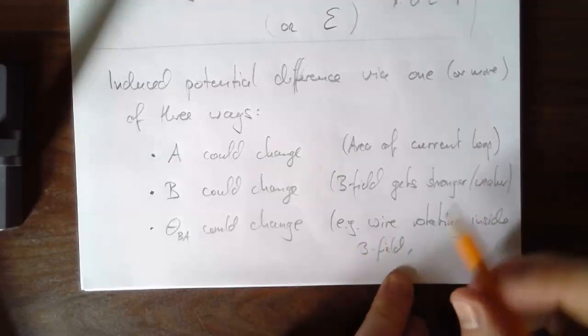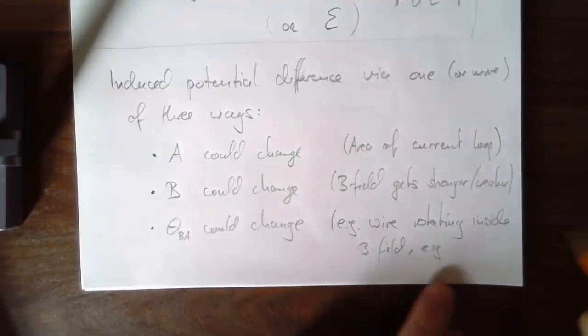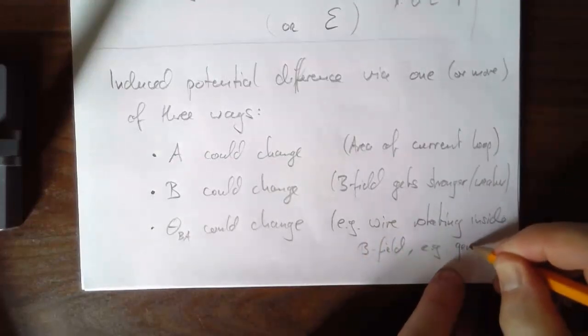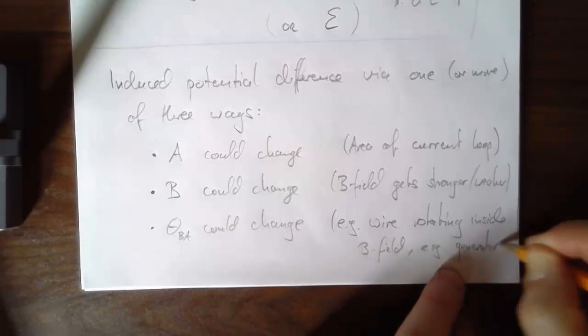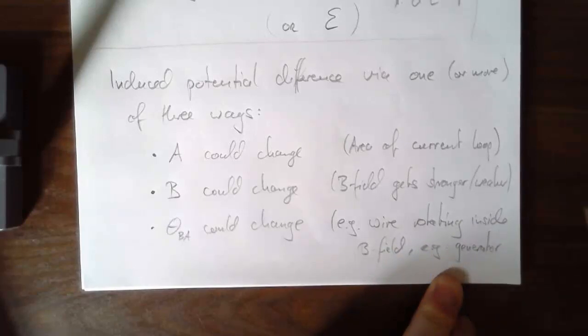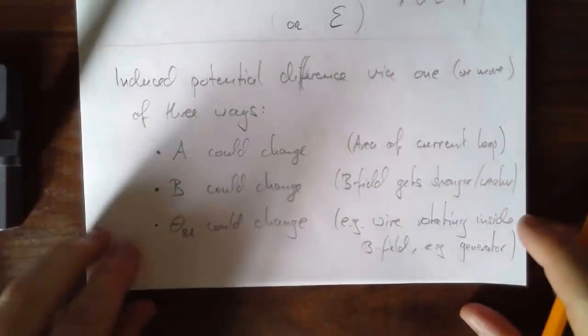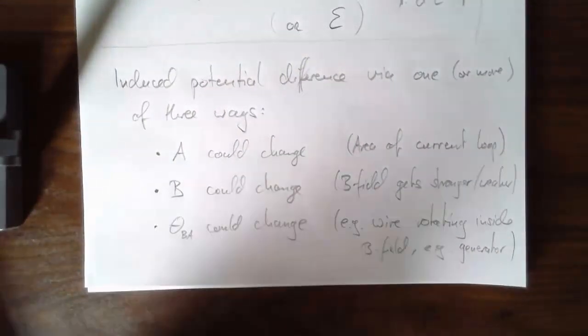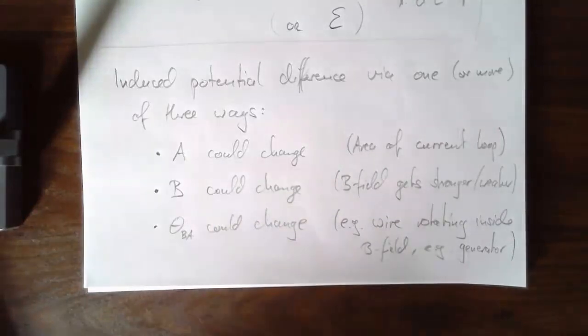Can I write e.g. and e.g. again? Is that allowed grammatically? I don't know. E.g. generator, like an example. This is an example. For example, the wire could be rotating. For example, a generator. Feeling grammatically insecure here about this construction. It's probably bad form, but who cares? I'm doing it. All right.